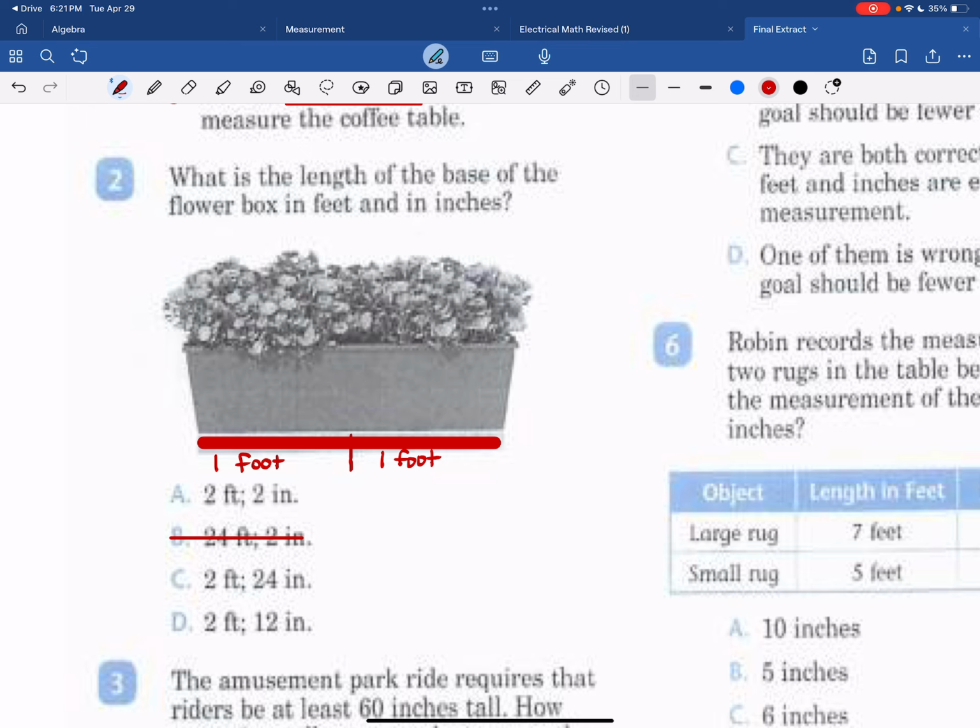Question is, what is that equivalent in inches? Well, this would be 12, and this would be 12. So that would be 24 total inches. So I like C as in Charlie.